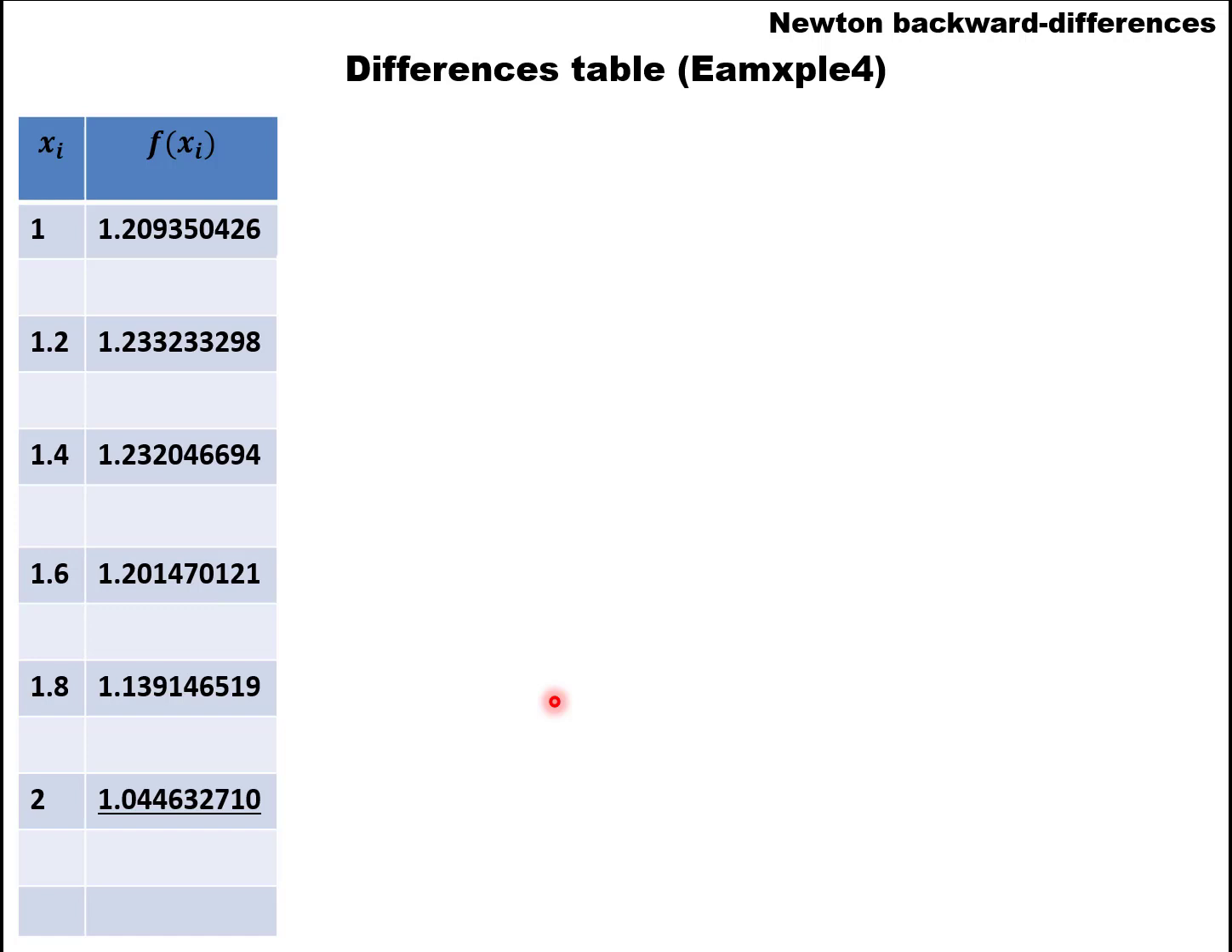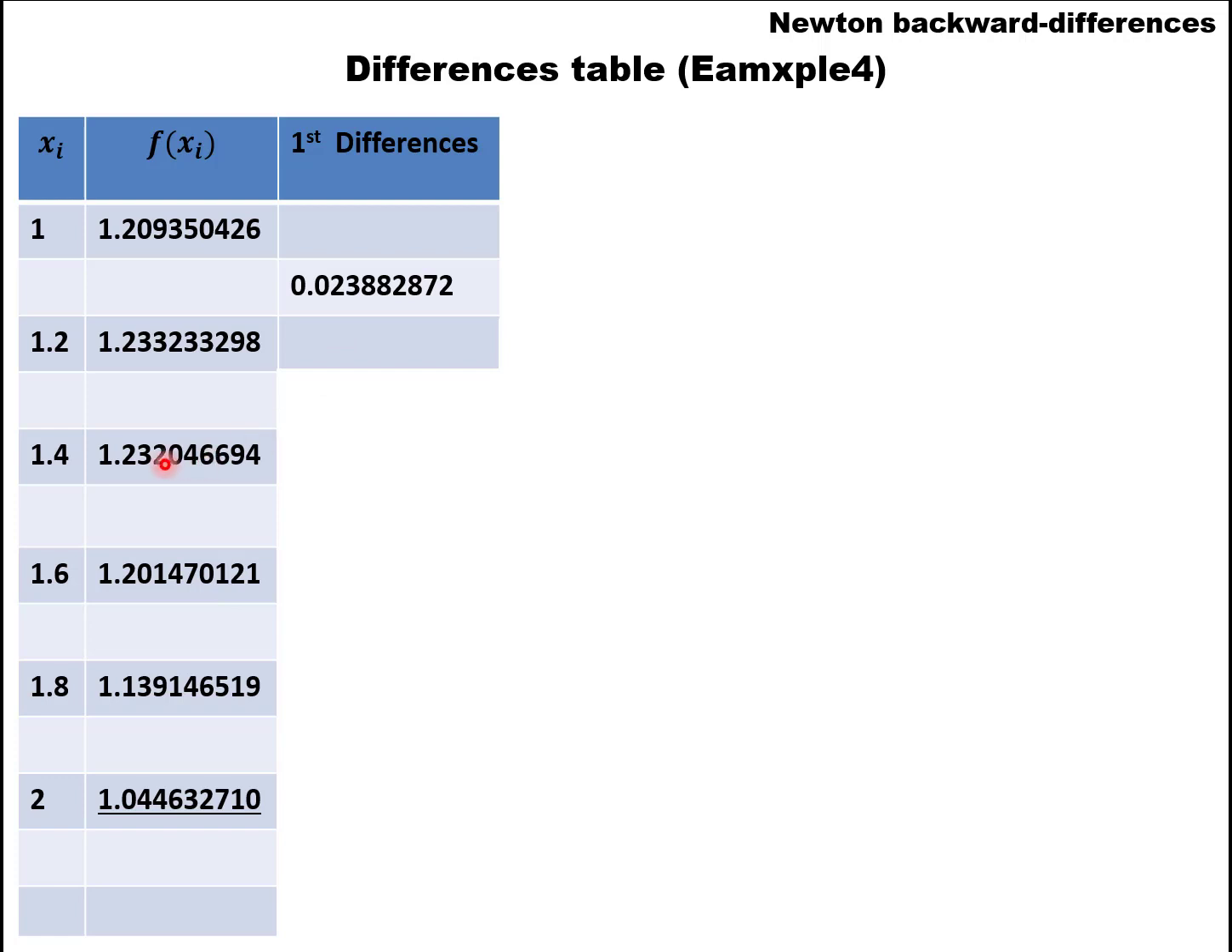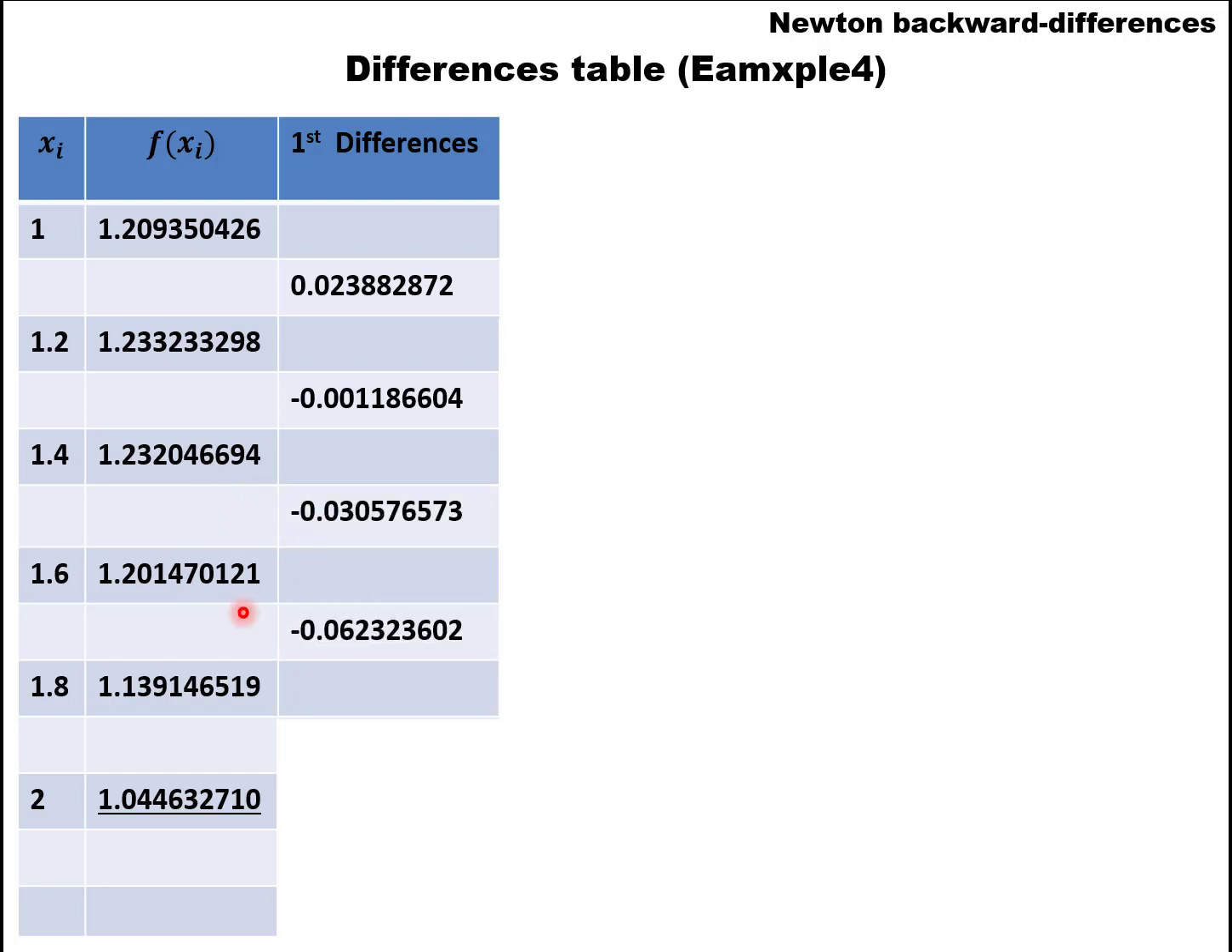Find out the differences table. So let's find out the first differences. This value minus this value is given by this value. This value minus this value is given by this one. This value minus this is given by this value. This value minus this value is given by this value. Now this value minus this value is given by this expression. This is the first differences table.